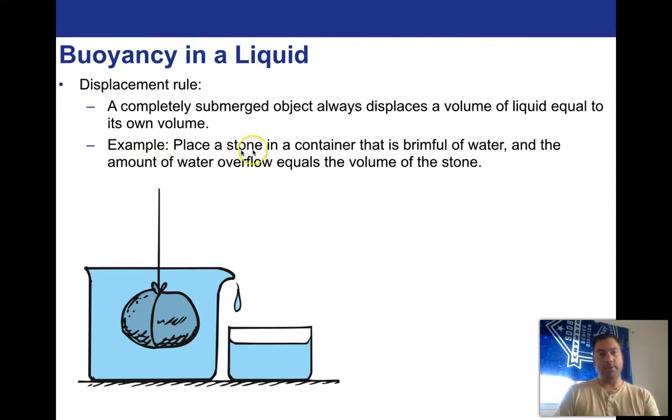For example, place a stone in a container that is brimful of water, in other words, right to the top. And the amount of water that overflows equals the volume of the stone. So you put this in here, the water overflows, you capture it, and the volume of water here is equal to the volume of the rock or the stone, right? Makes sense. We can do some really cool things with this, though. Of course, also don't forget the fact that the rock actually weighs less now that it's in the fluid as well.